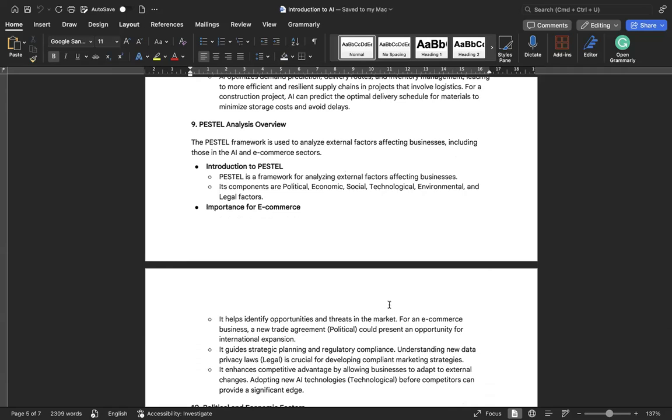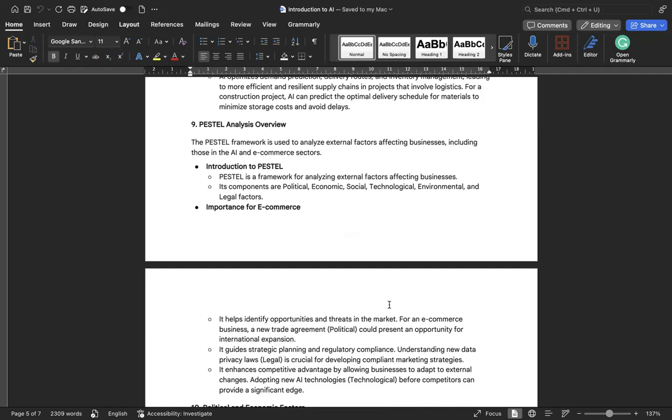Finally, we have the PESTEL analysis overview. PESTEL is a framework. P for political, E for economic, S for social, T for technological, again E for environmental, and finally, L stands for legal factors.